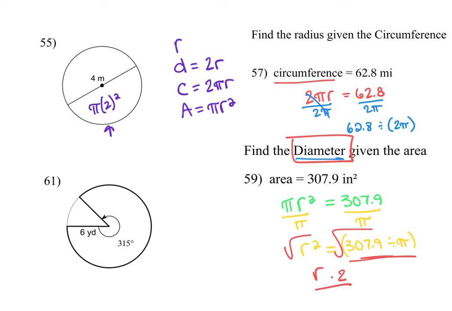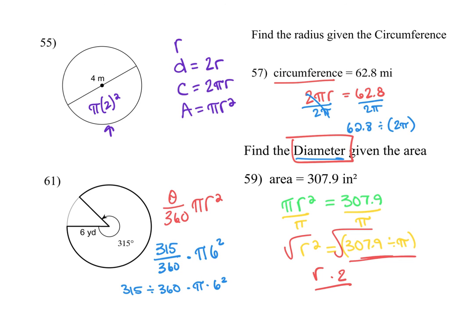And we'll get into segment too. All right, so sector, that is your angle over 360 times your area. So for this guy, I want my angle, that's 315, divided by 360. And you are going to multiply that by pi r squared. And again, you can do all of this in your calculator. You can say 315 divided by 360 times pi times 6 squared. You can do all of that right in your calculator.